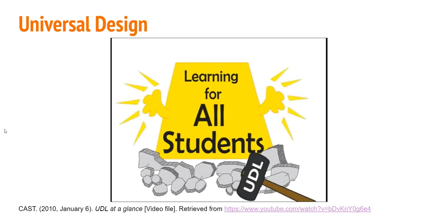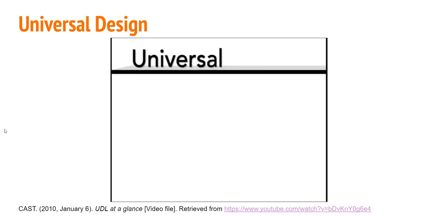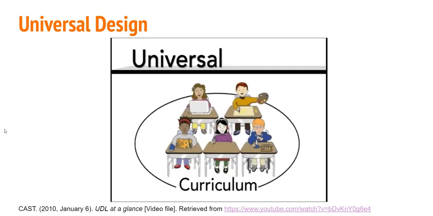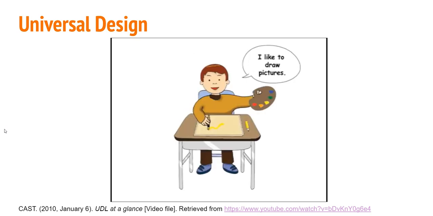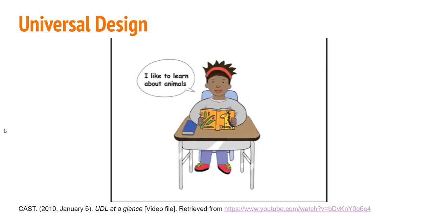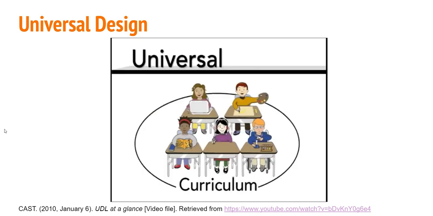Whoa, that's a fancy term. Universal design for learning. Let's unpack it a bit. Let's think about the word universal. By universal, we mean curriculum that can be used and understood by everyone. Each learner in a classroom brings her own background, strengths, needs, and interests. Curriculum should provide genuine learning opportunities for each and every student.